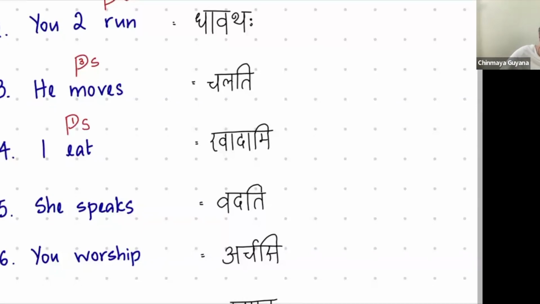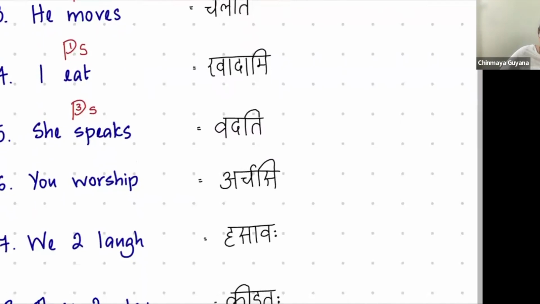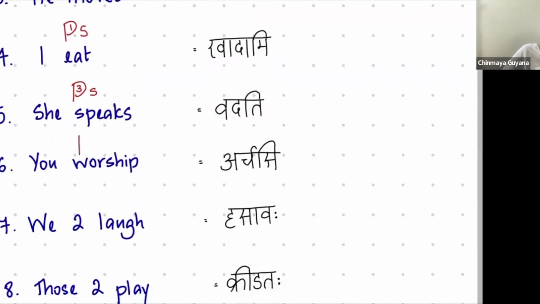She speaks. She is what? She is third person. 1 she, singular. I didn't tell you, the previous one was kadami. She speaks will be vadati. You worship. You is second person, singular. Archasi. Someone might argue, no, you was multiple people. You can put whatever argument you want, no problem. When you get to sentences, it'll be clear. But here it looks like singular.